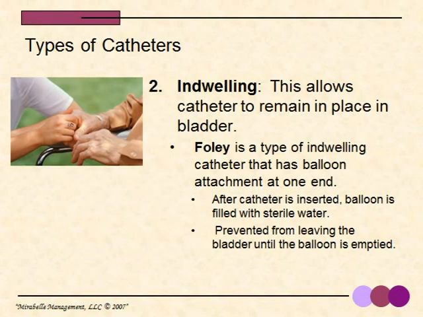Another type of catheter is what we call the indwelling catheter, and this allows the catheter to remain in place in the bladder. It is inserted through the urethra, and after it is in place in the bladder, sterile water is injected through a balloon port in the catheter, which fills a balloon attached to the catheter inside the bladder. Once this balloon is filled with water, it becomes anchored in place in the bladder so the tubing can't slip out. And whenever the catheter is changed, the balloon must be deflated before the catheter is removed.